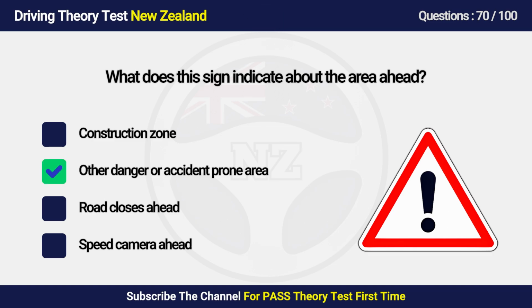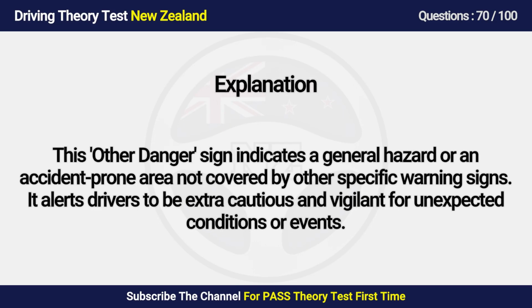Answer is B. Other danger or accident-prone area. This other danger sign indicates a general hazard or an accident-prone area not covered by other specific warning signs. It alerts drivers to be extra cautious and vigilant for unexpected conditions or events.